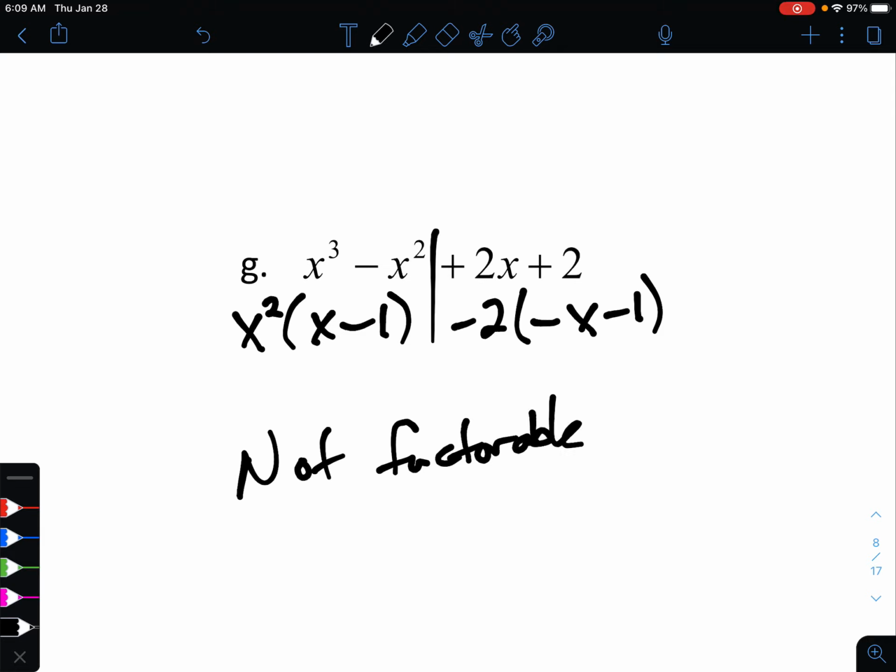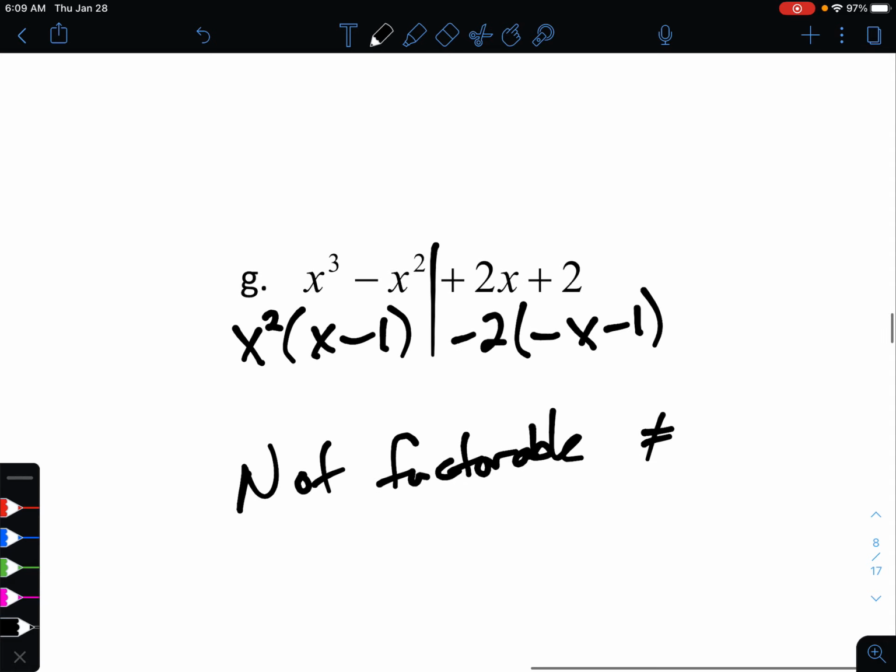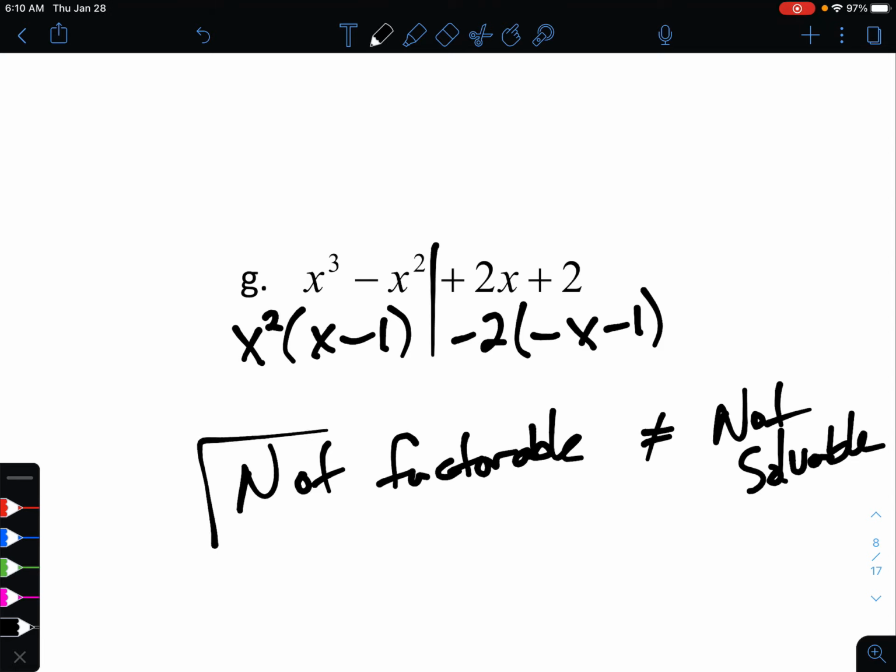Now, not factorable is not the same as not solvable. This equation is still solvable, we're just not going to be able to do it by factoring. We're going to have to use some other method, which is what we'll talk more about in the next section, actually. But for right now, we're just going to say it's not factorable. We'll worry about solving tomorrow.